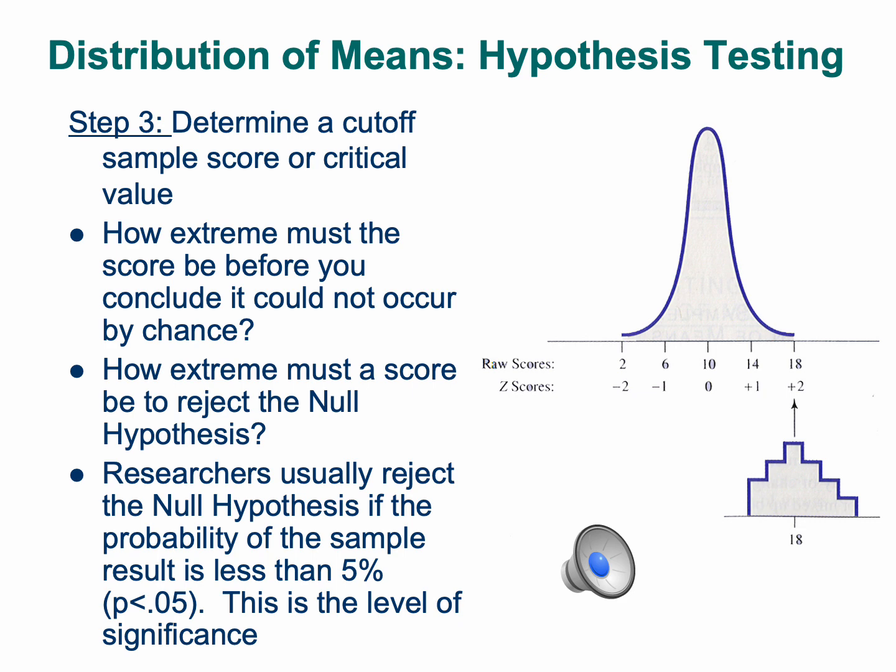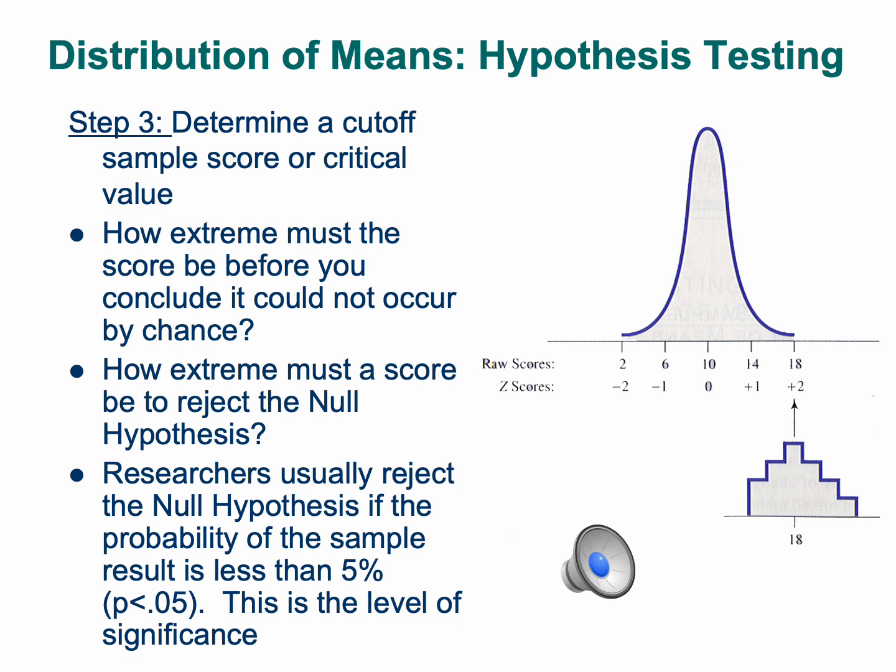Okay, step 3 of hypothesis testing. Now we have our z-score from the last slide, in which we compare the sample mean to the comparison distribution mean, and we got a z-score. Now we need to find out if that z-score would have likely occurred by chance or not. So we need to determine a cutoff for our sample score, or a critical value. How extreme must the score be before you conclude it could not occur by chance? How extreme must the score be to reject the null hypothesis? Okay, these are two of the same thing.